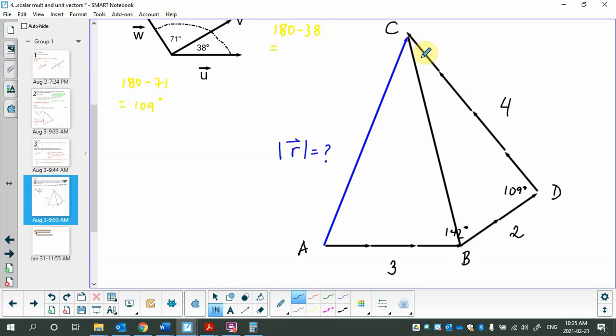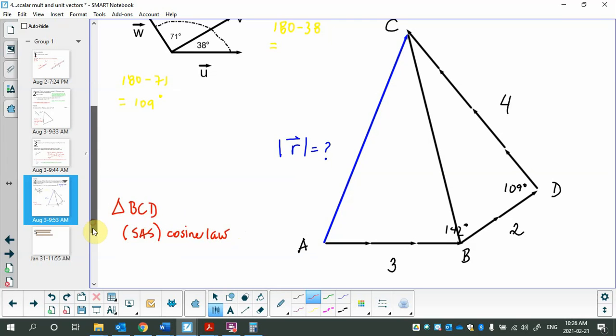I don't know this angle, but I do know that this side is 4 units in length, this side is 2 units in length, and this corner is 109. Now this is, for those of you who were in my grade 10 class, a very excited bobblehead doll. This is for triangle BCD, and because I've got a side and a trapped angle, side, angle, side, that leads you to do the cosine law.